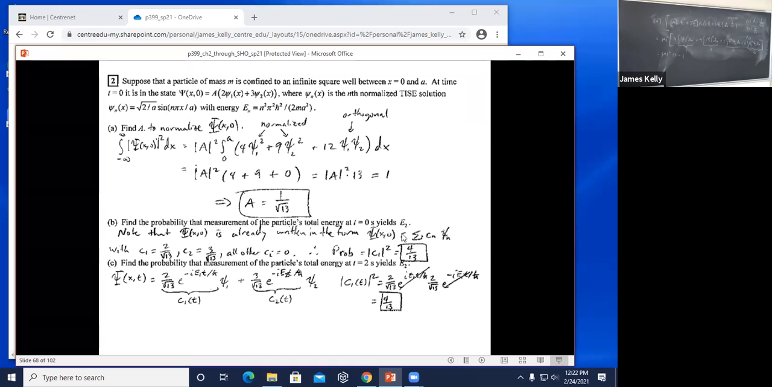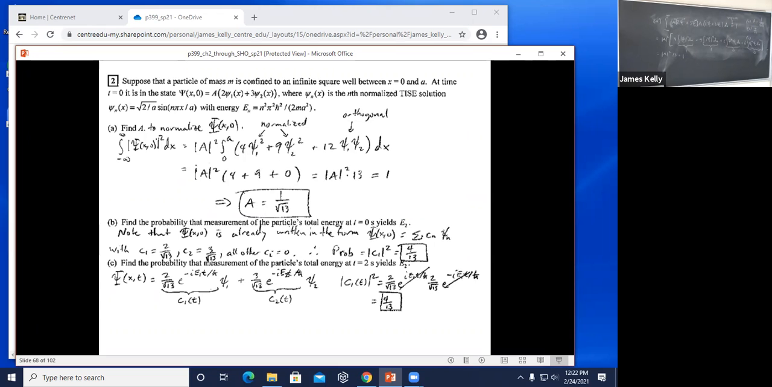And oh, I see. It's just a typo. I should have written this one as E1. I meant this to be an E1 right there, but instead I copied and pasted and I forgot to change it when I was doing that. So this is supposed to be the probability of measuring E1, probability of measuring E2. And the second one, I'm not sure why. Oh, no, maybe they are supposed to be E2. So this should be really 9/13.